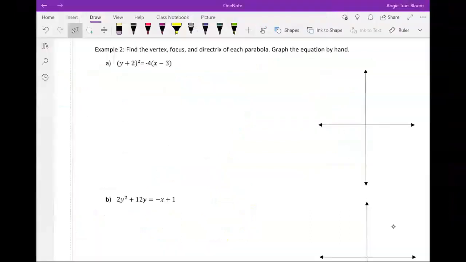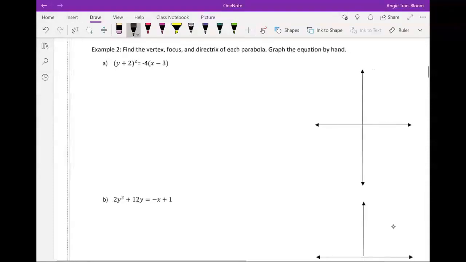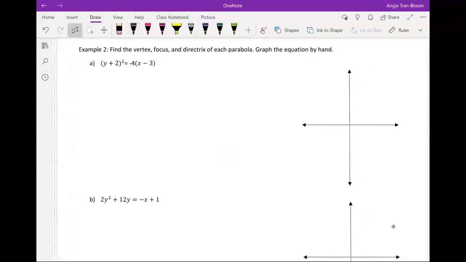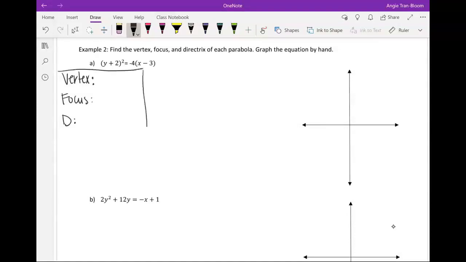Okay. For 10.2, find the vertex, the focus, the directrix of each parabola and graph it by hand. So I want to make sure that I am writing down all of the things they are looking for. So first, it wants us to find the vertex, find the focus, find the directrix, and of each parabola, and then graph it by hand. All right, so these are all of the things that we are supposed to answer.